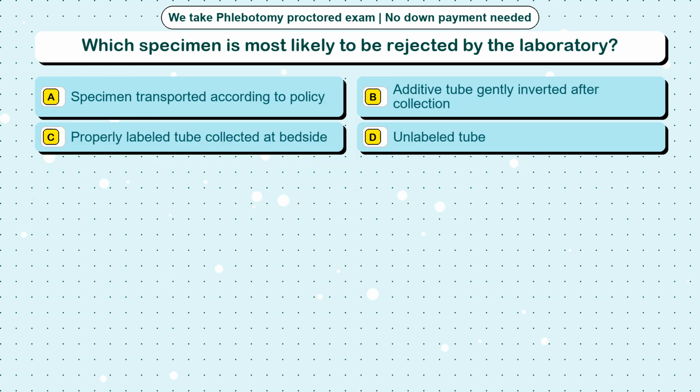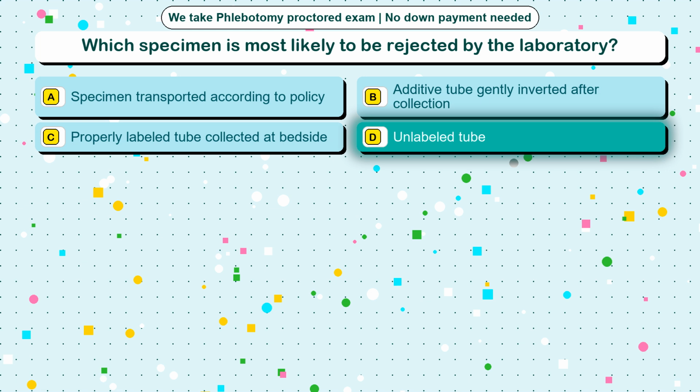Question 4. Which specimen is most likely to be rejected by the laboratory? Option A. Specimen transported according to policy. Option B. Additive tube gently inverted after collection. Option C. The properly labeled tube collected at bedside. Option D. Unlabeled tube. The correct answer is option D.